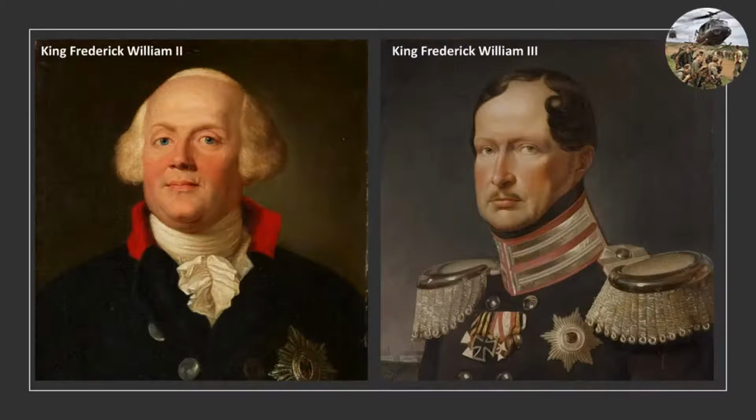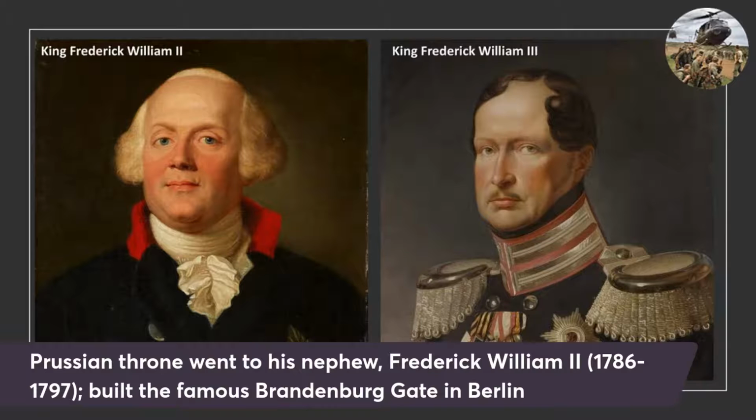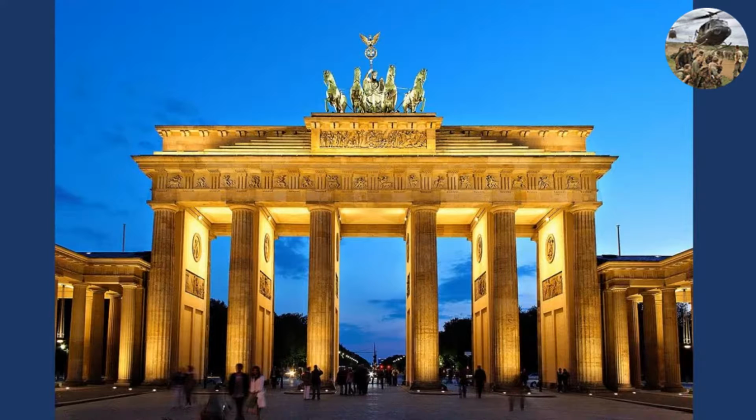The one on the left that you're looking at is King Frederick William II. That was actually Frederick's nephew. So Frederick the Great's nephew became the monarch. He ruled till 1797, and he's very famous for building the Brandenburg Gate, which you can see right here, which was originally the main gate into the city of Berlin. It's a very famous landmark, probably one of the most famous things you can see in Berlin today. It's probably been rebuilt a few times, I imagine, especially because of World War II and all that.